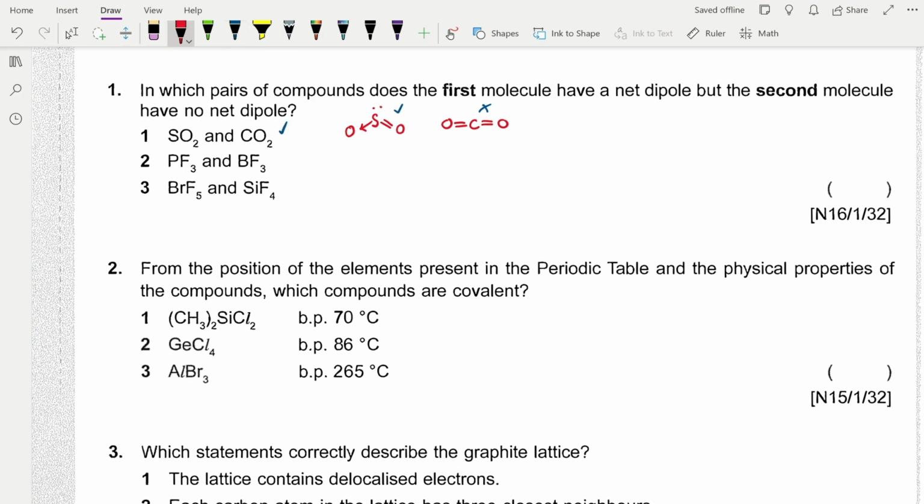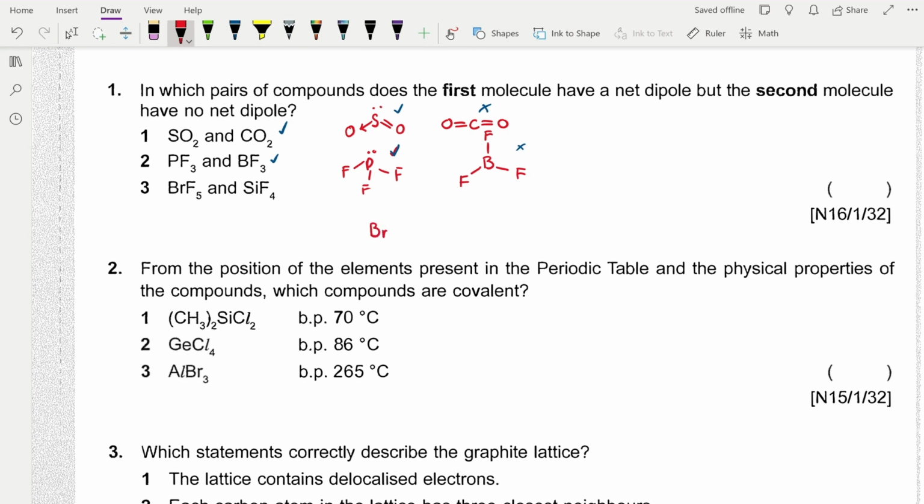So one is correct. PF3, one lone pair on P, and BF3 is just trigonal planar because boron has 3 valence electrons and it forms 3 covalent bonds with fluorine. So there are 3 electron domains. So the first molecule actually has a net dipole moment and the second molecule does not have net dipole moment because the second molecule is completely symmetrical. So 2 is correct.